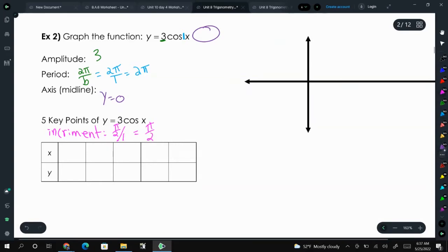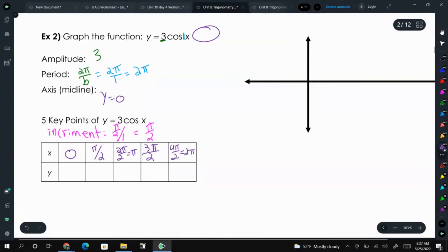So my x values are going to start at 0, then pi over 2, and I'm going to keep adding pi over 2. So this will be 2 pi over 2, or just pi, and then I'm going to add another pi over 2, so 3 pi over 2, and then another pi over 2, so 4 pi over 2, or 2 pi.